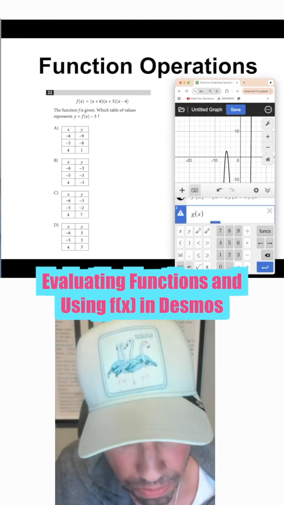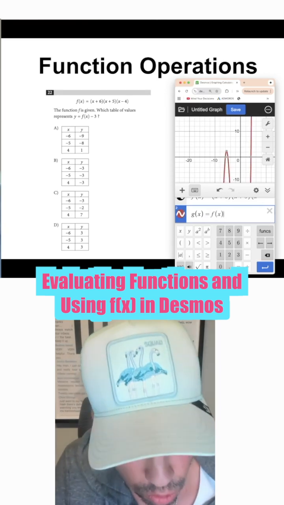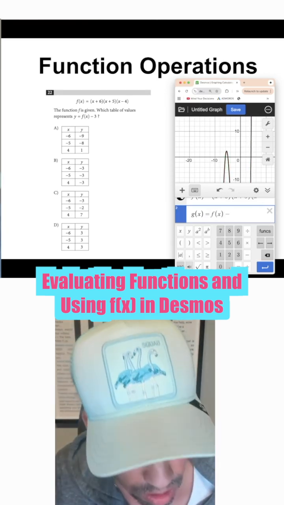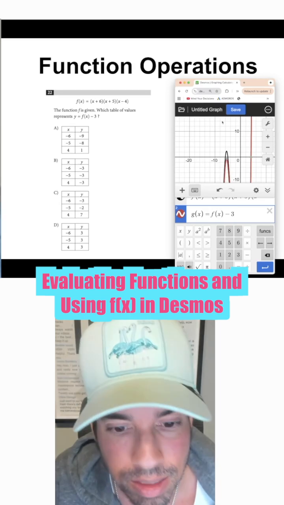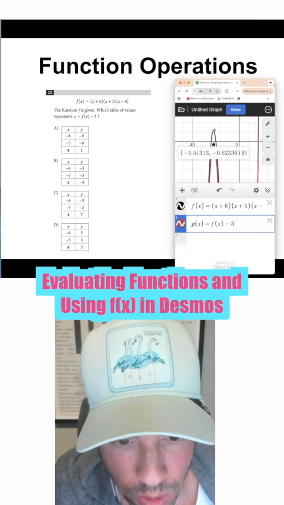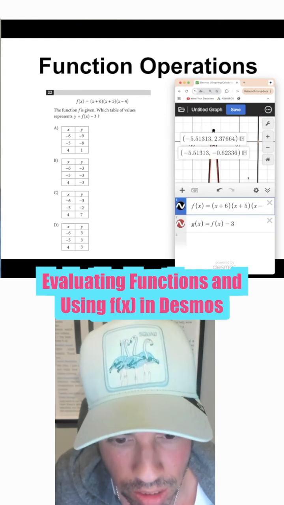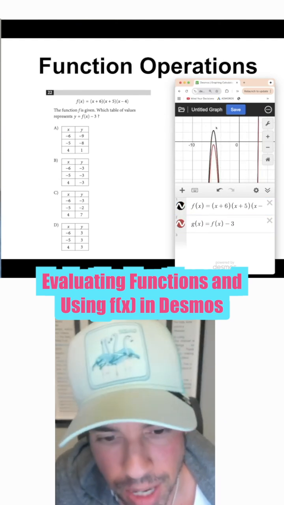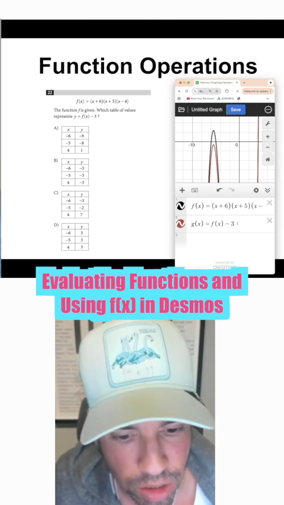We can use a new function here and set that equal to f of x minus 3. So g of x is now f of x transformed down by 3. That's a vertical transformation, right? So we can just check there. Yep, it looks like it dropped it appropriately by subtracting 3. So that's pretty good. So now we got g of x.